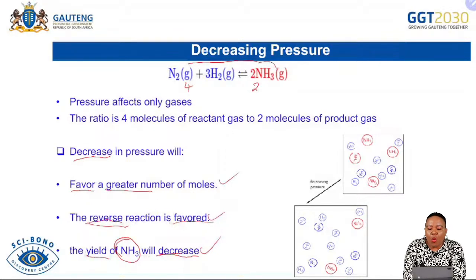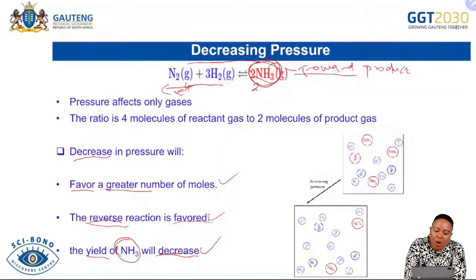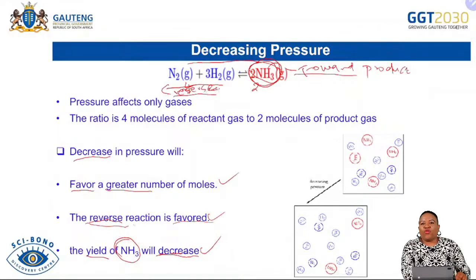Remember, ammonia is our forward product. Therefore, if you need more ammonia, it means you must favor the forward reaction, because that is where ammonia is being produced. So if you are decreasing pressure, you are not going to get as much ammonia as you want, because it means now our reverse reaction will be the one that will be favored. So that is why the decrease in pressure will result in a decrease in the yield of ammonia.